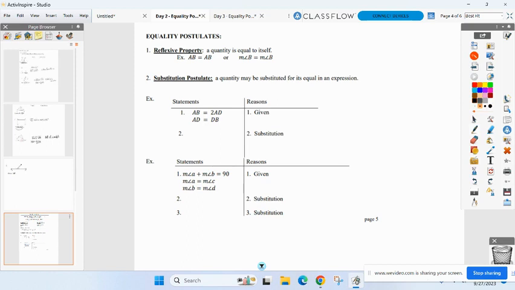Line segment AB. How long is it? Well, it's twice the length of line segment AD. Line segment AB, twice the length of line segment AD. And in addition, I'll tell you, AD and DB are the same lengths. Using substitution, can we come up with a new statement that's also true? Using these two statements in substitution.